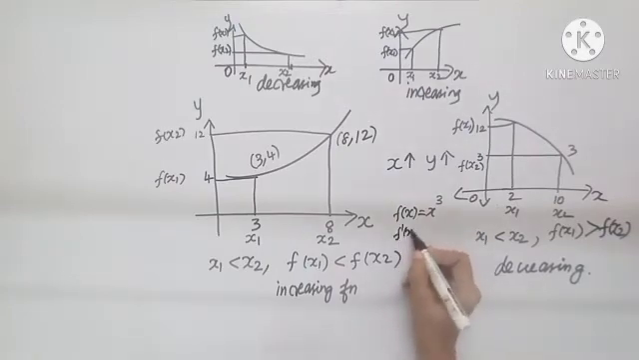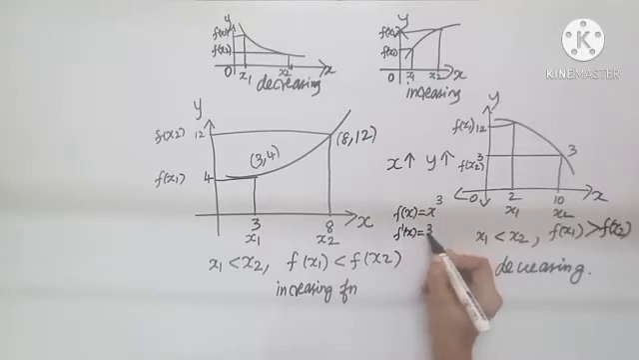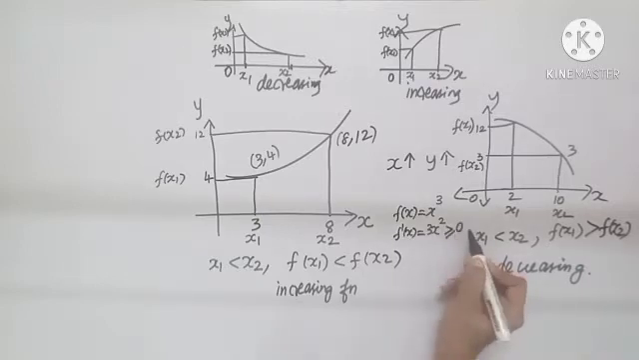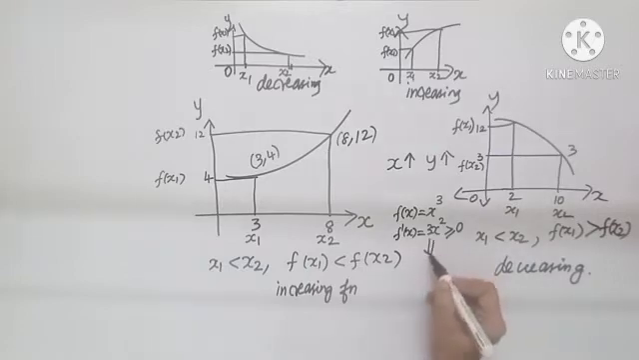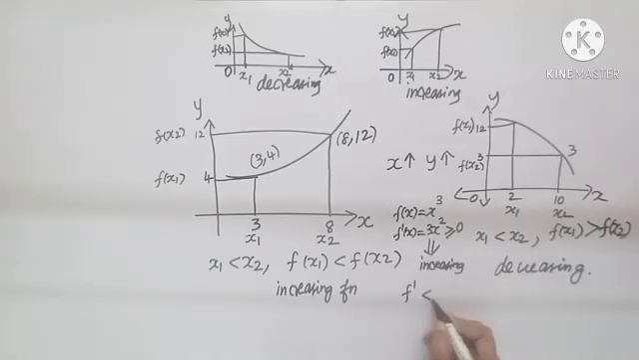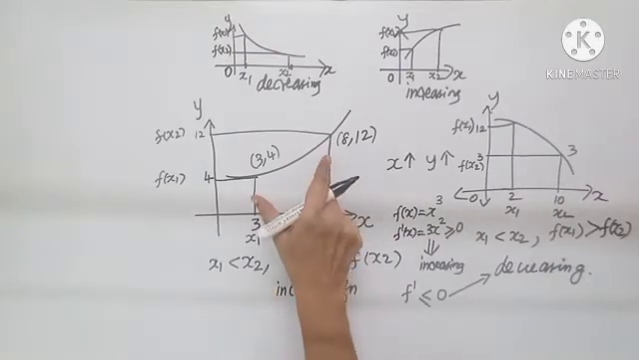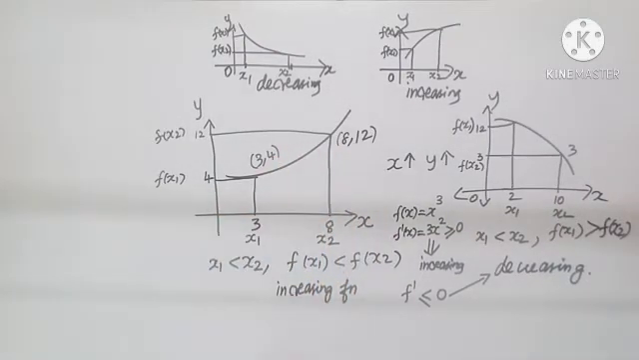Find out the derivative. x cube will become 3x square. x square is always positive. So the derivative is always greater than or equal to 0. This tells me it is an increasing curve. If the derivative is less than 0 or less than or equal to 0, we call it a decreasing curve. So when we draw, we can analyze.